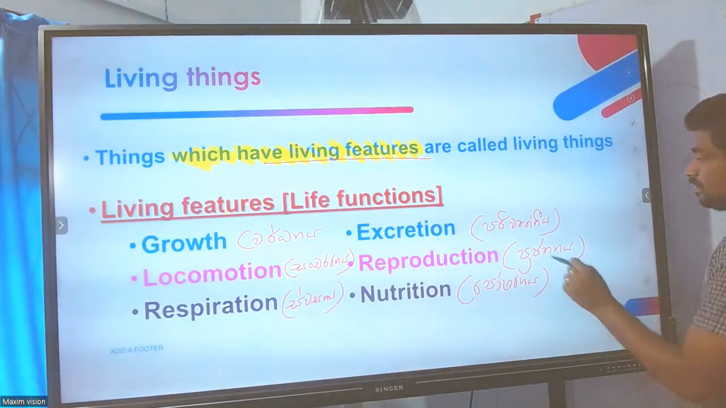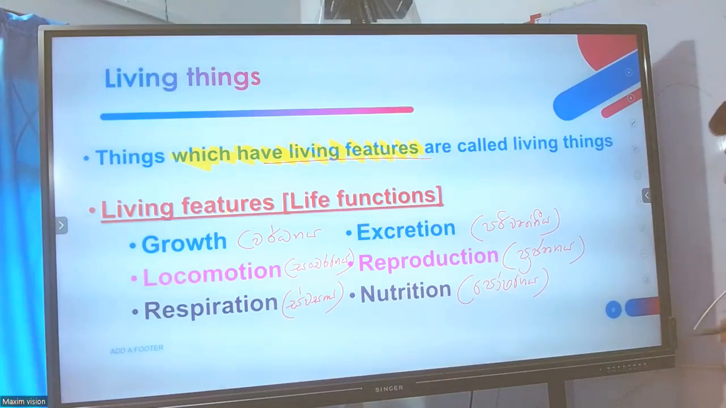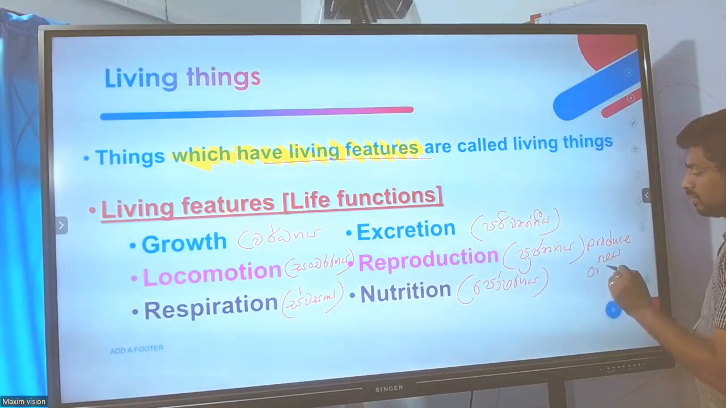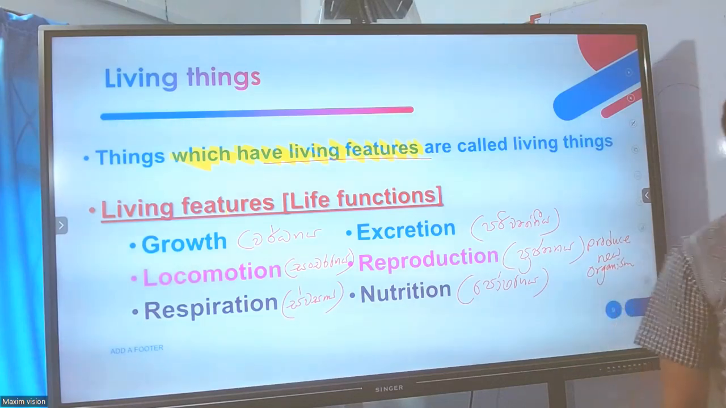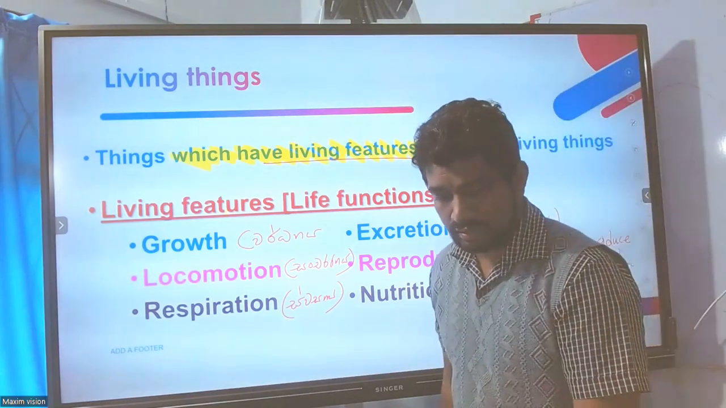ප්‍රජනනය. That means making new organisms. Produce new organisms. Produce. Later we will discuss, right? New organism. අපි කියන අලුතෙන් බටව ඇති කිරීම. Okay, clear these things.